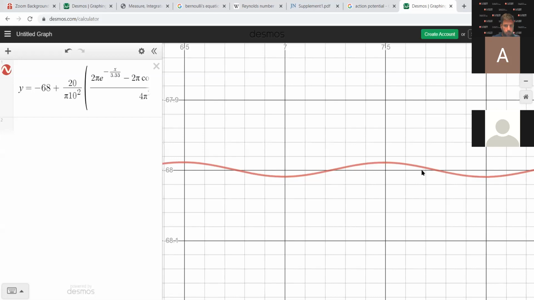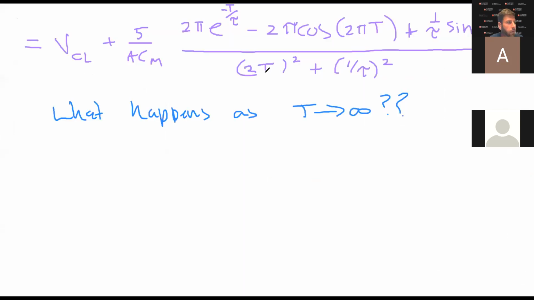Wait, why is it 4 pi squared in the denominator? Because downstairs, wasn't it 2 pi quantity squared? Do I have a typo? I might have a typo. Let me see. Oh, wrong button. Let me see if I have a typo. So what was downstairs? Wasn't it 2 pi quantity squared? Let's go back. Yeah, so downstairs it's 2. Oh, I'm sorry. That's a typo.